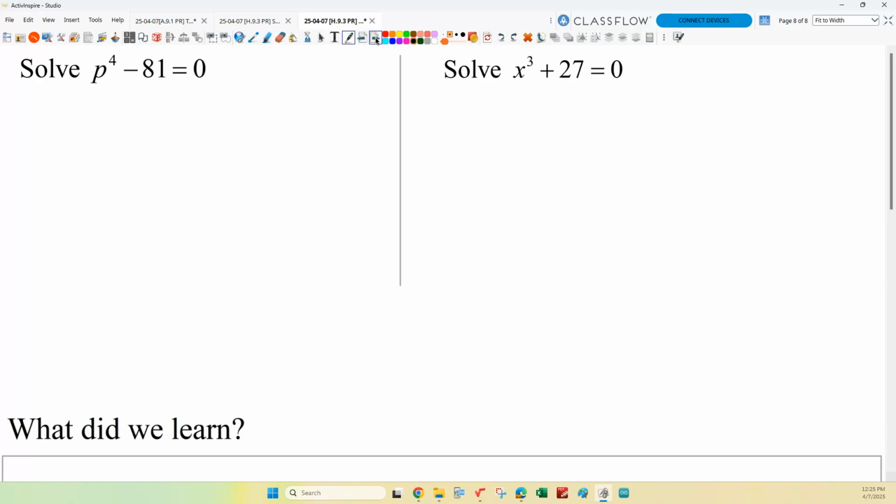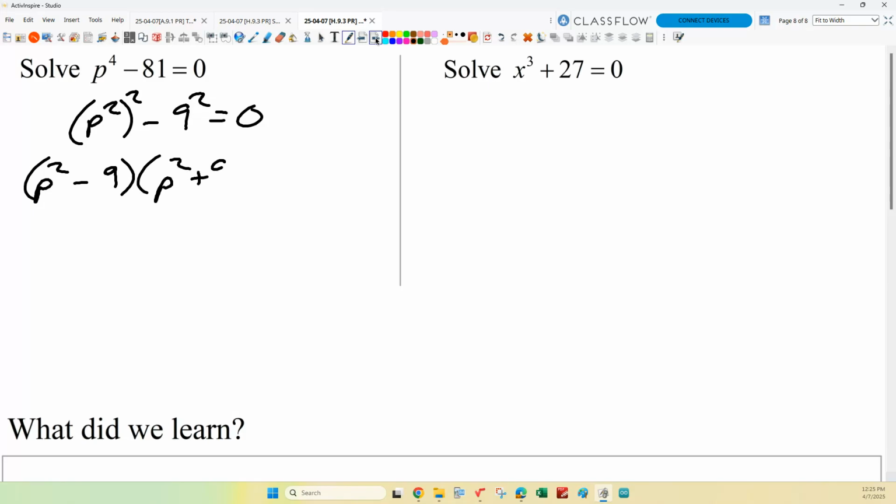Okay, let's take another look at this. What if we don't isolate? What if we choose to factor this instead? Okay, so what pattern could I use to factor p to the fourth minus 81? Yeah, difference of squares, couldn't I? Because p to the fourth is what squared? Yeah, okay, good. So we could do it like this. We could call this p squared squared minus 9 squared equals 0. So what does that factor into then, everybody? p squared minus 9 times p squared plus 9 equals 0. Okay, give me 1 to 5 on that. Does that all make sense?